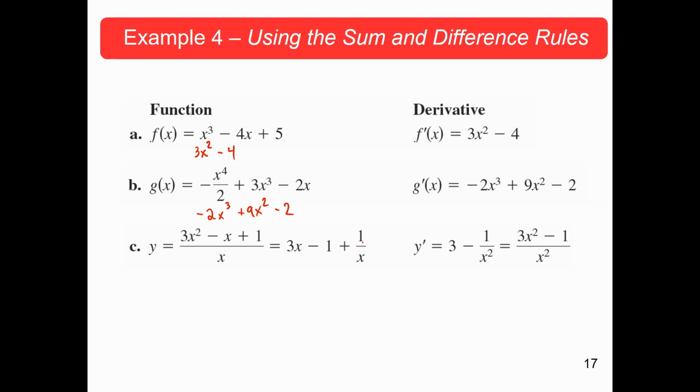And this is x to the negative 1, so it's going to be negative 1 out front, so minus, and then x to the negative 2, right? Because we subtract 1. Negative 1 minus 1 is negative 2. Take it to the bottom.